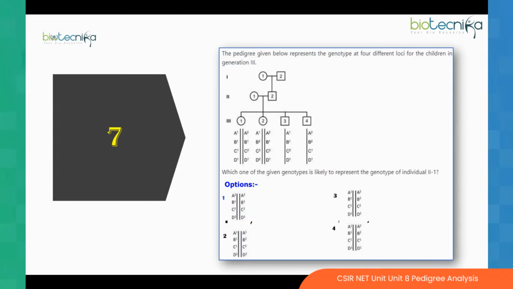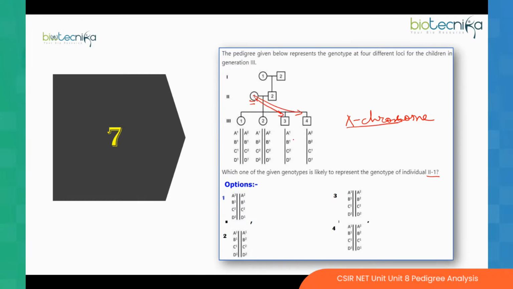Which one of the following genotypes is likely to represent the genotype of individual 2-1? Now 2-1 is a female, right? The first thing that you should notice here is that 3-3 and 3-4, who are males, have only one copy of all the genes, whereas 3-1 and 3-2, who are females, have two copies of all the genes. That means these four genes, or this line that it is showing, is actually an X chromosome. So 3-3 and 3-4, who are sons, will get their X chromosome from whom? Only from mother.